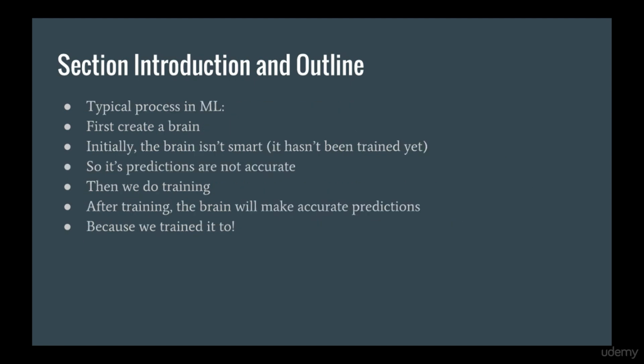Remember that this is the typical process in machine learning. You first create a brain, but initially that brain isn't very smart because you haven't trained it yet, so the predictions won't be very accurate. So then you do the training. After the training, the brain will be able to make accurate predictions because of the fact that you've trained it to do so.